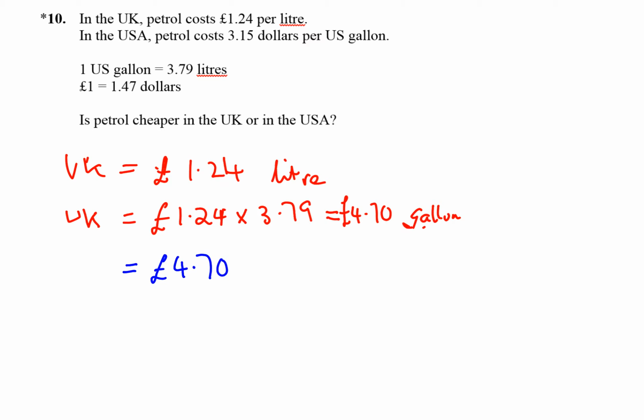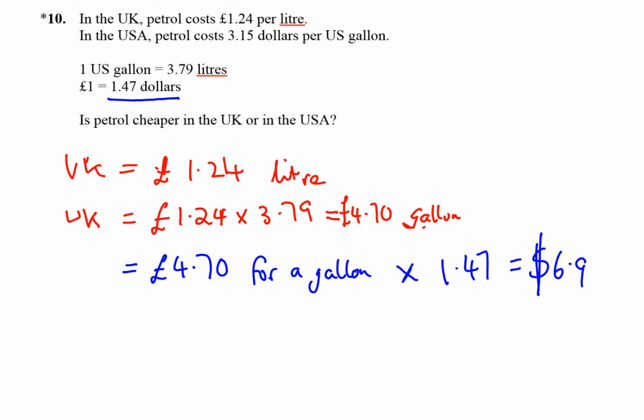So that's £4.70 for a gallon. If we now times that by this bit here, that gets it into dollars. So I'm getting $6.91. Oh, pen's gone mad. $6.91 for a gallon in the UK.